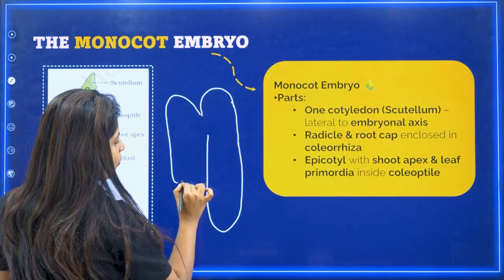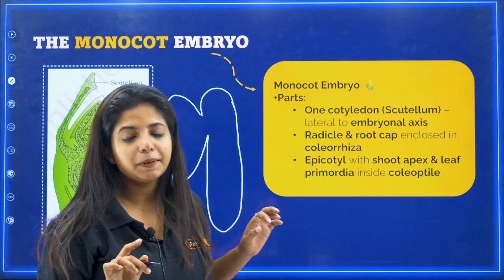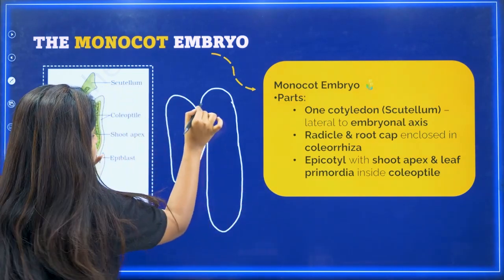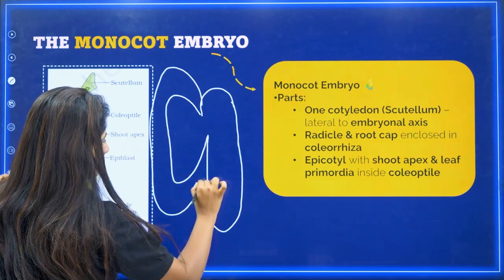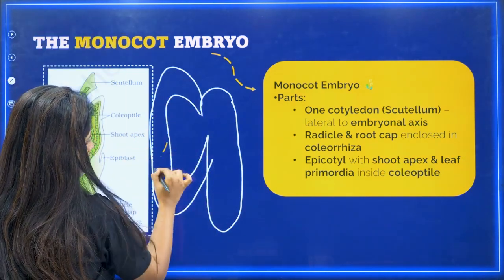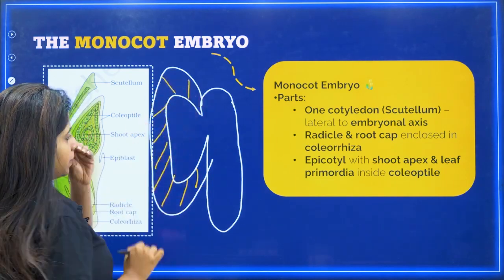So this is that one cotyledon, and I told you they are not that mean people. They have little endosperm still left. So the endosperm is over here. You have the cotyledon over here. This is your cotyledon, and this region is the persisting endosperm.